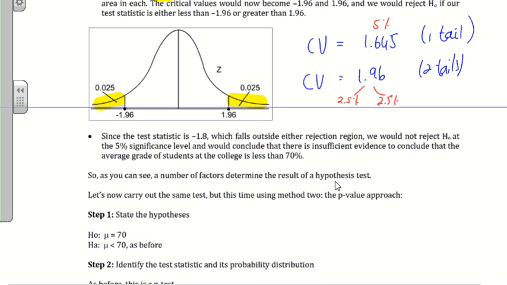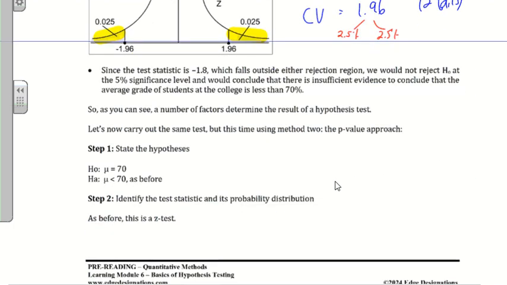Now we're going to look at the particular example. Remember I said you will do it first normally, and now I'm going to do it with you using the p-value approach. Everything stays the same. We're not changing any of the data, any of the information. We're just doing it on a p-value approach.